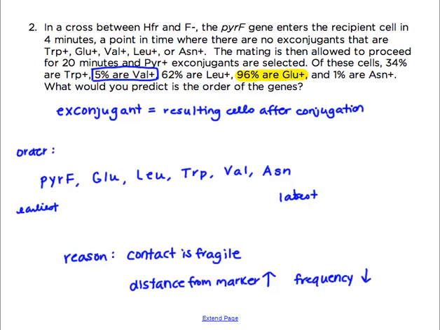So that's why there's a few percent happen, because not all the connections break at the same time. So some of them are strong enough to keep the cells in contact for that gene to be carried over, but it's not going to happen all of the time because they are so far away from each other. Okay, so as distance from the early marker increases, the frequency for X conjugates with that gene will decrease.